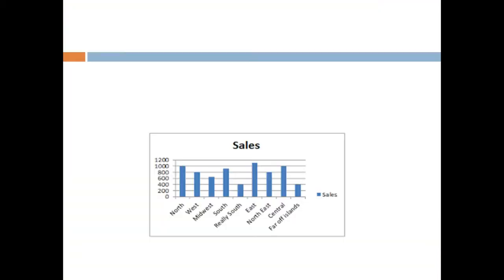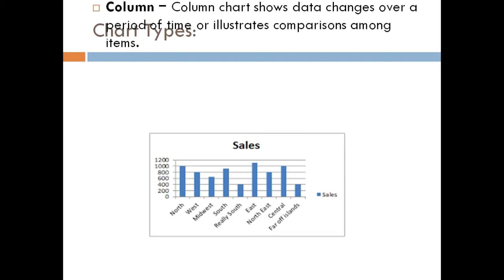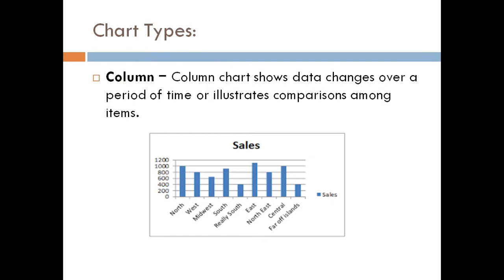Let's start with different types of charts. So the different types of charts available in MS Excel starts with the very first common column chart. Column chart shows data changes over a period of time or illustrates comparisons among items.